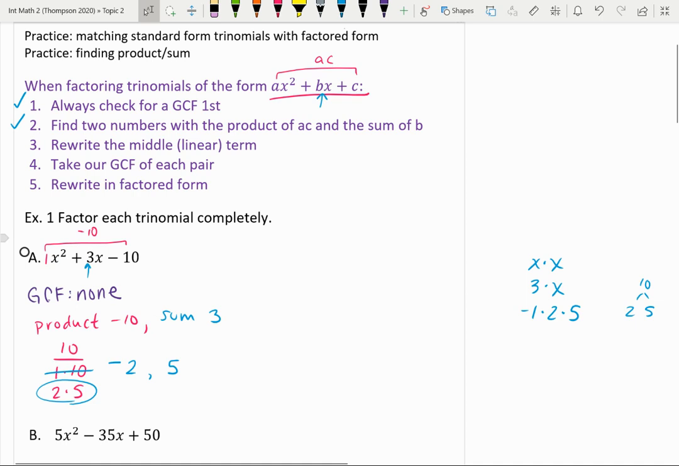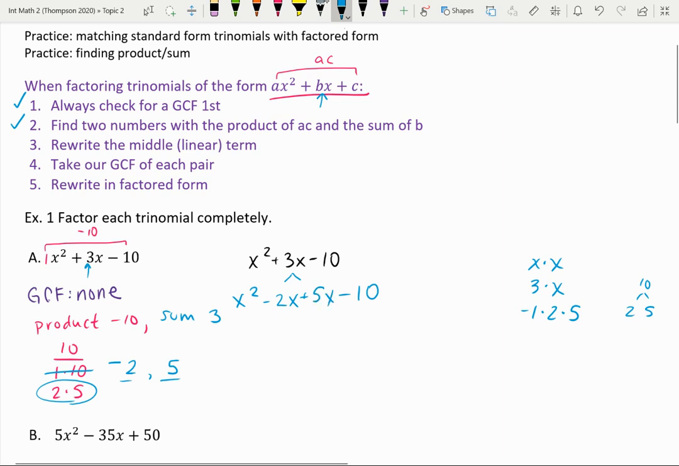The third step is to rewrite the linear term, or the middle term. My original problem is x squared plus 3x minus 10. The reason I do this whole product-sum exercise is to figure out the coefficients to rewrite this middle term. This middle term right now is 3x. I'm going to rewrite it with the coefficients that we found here. So I'm going to use minus 2x plus 5x.